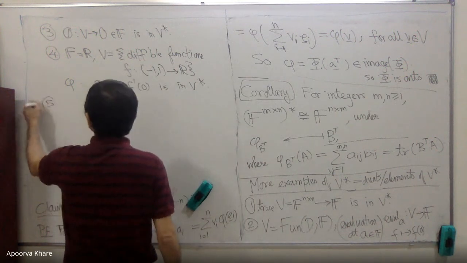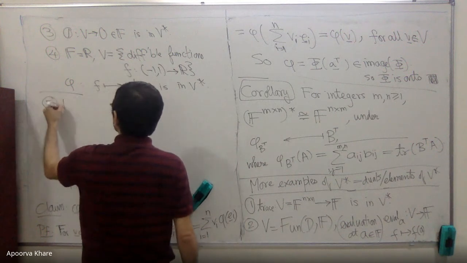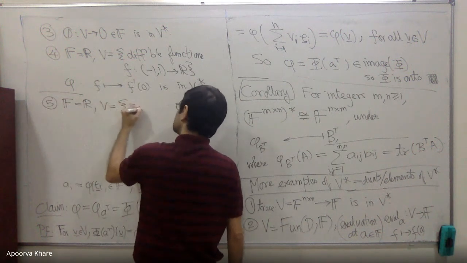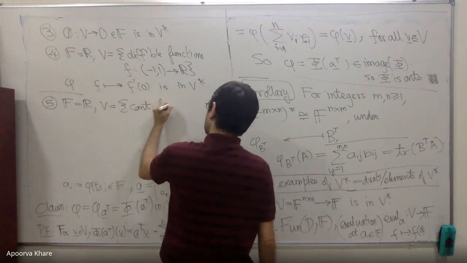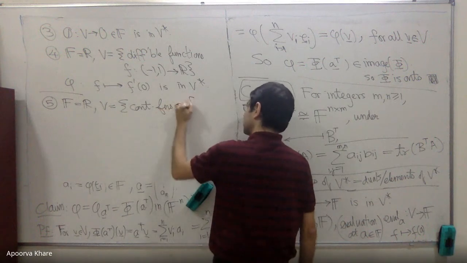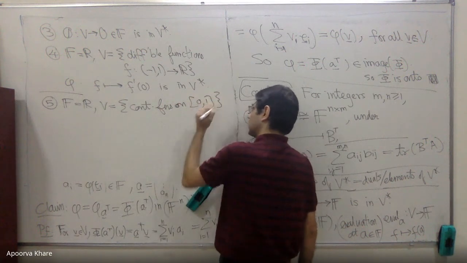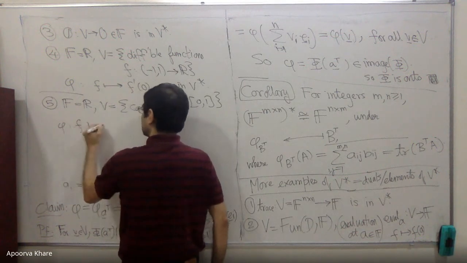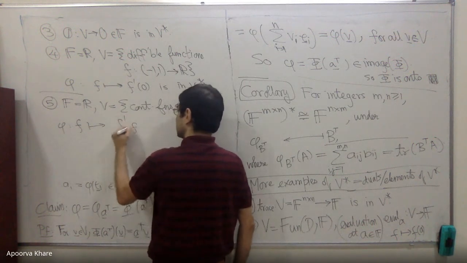And where there is differential calculus, of course, there is integral calculus. F equals R. V equals the set of continuous functions, let's say on the closed interval 0, 1 this time. And you can guess what the phi is. Phi of f is just the area under the curve, the integral of f of t dt.